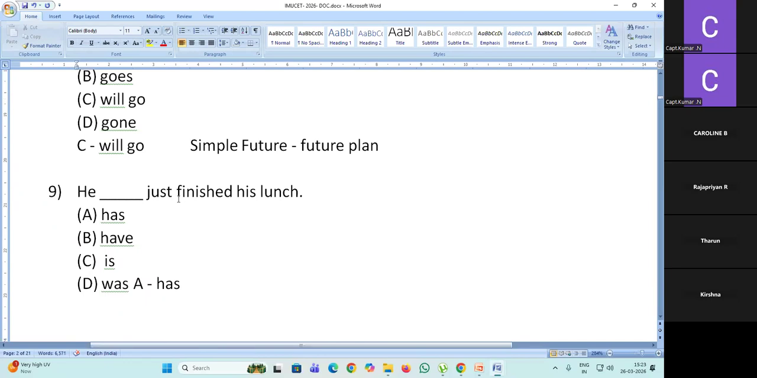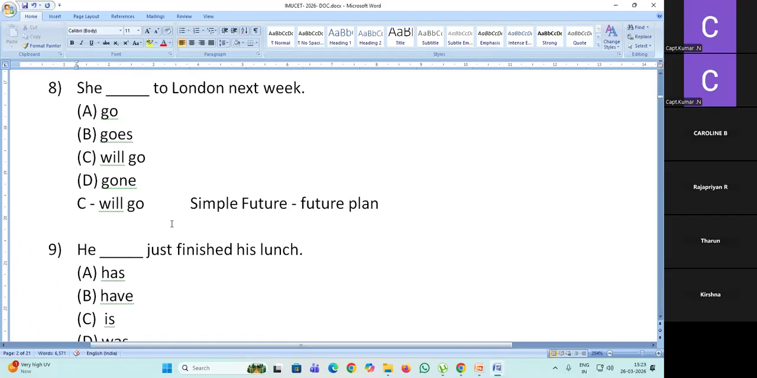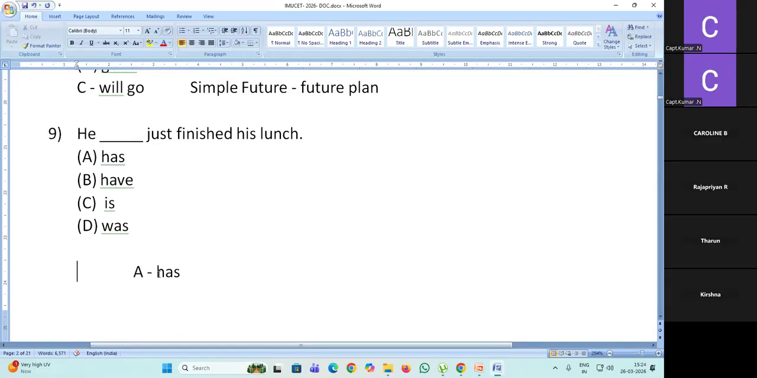He dash just finished his lunch. See, in this sentence, a part of the verb phrase, finished, is already given. Only the auxiliary verb you have to choose. So what will come there? It is present perfect tense and the subject is he, third person singular. So with third person singular, we have to use the special verb, that is, has. He has just finished his lunch.